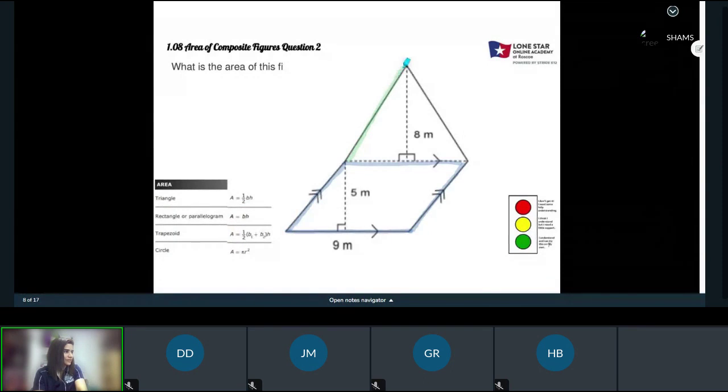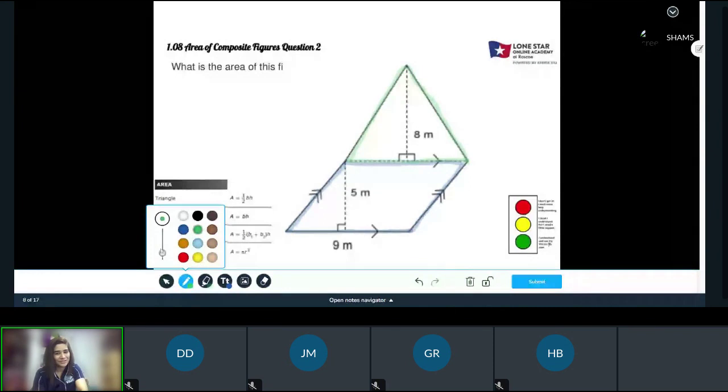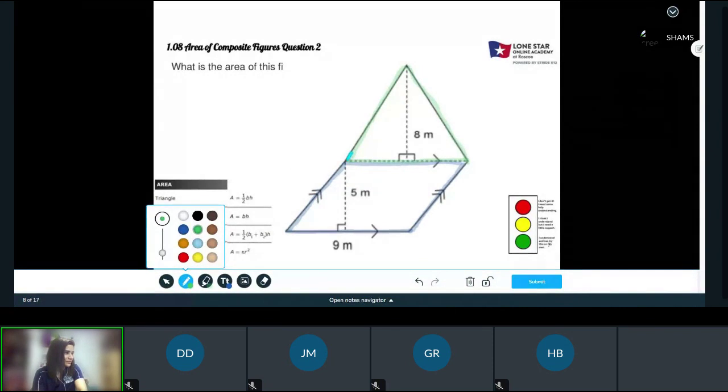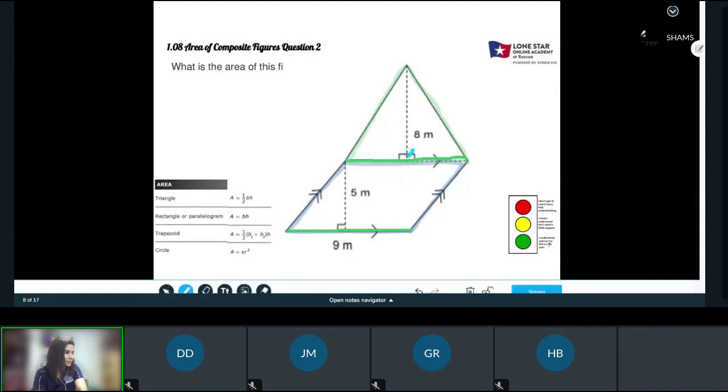Over here, the height of the triangle is 8. Base of the triangle is missing. Can someone help me with the base of the triangle? How much should the base of this triangle be? Very good. The base of the triangle over here is missing and it will be 9. How? Because this is also 9. So therefore the triangular missing base is supposed to be 9.